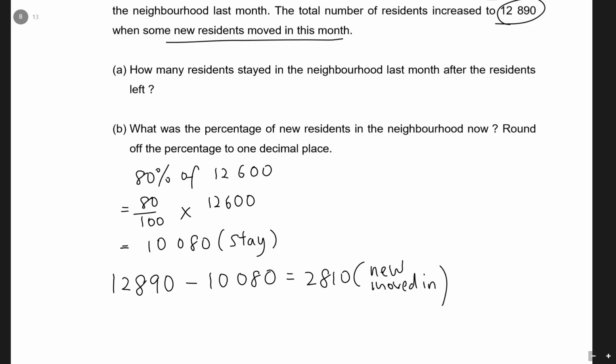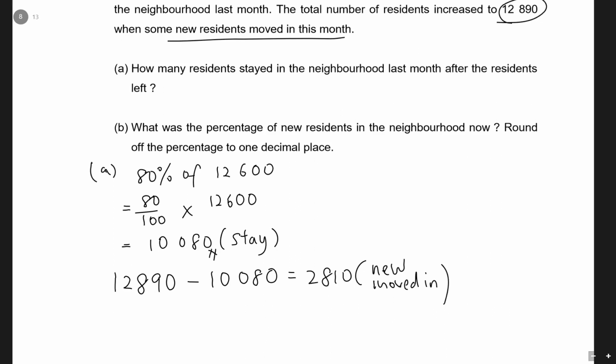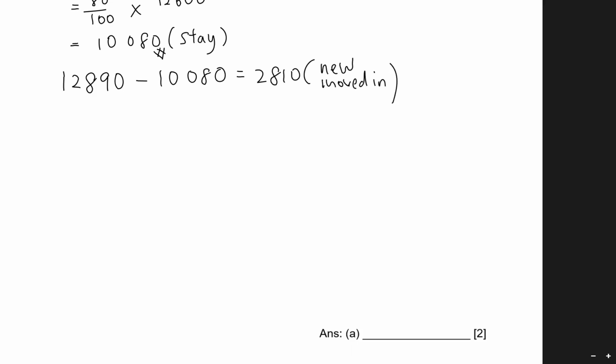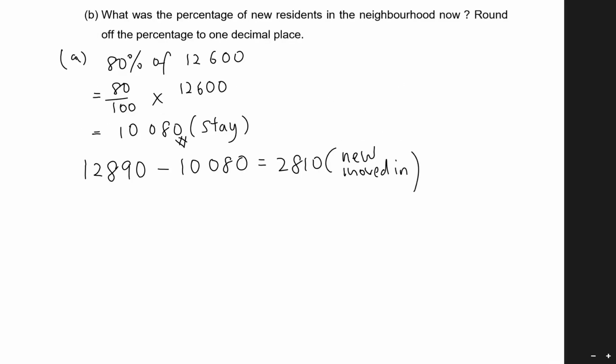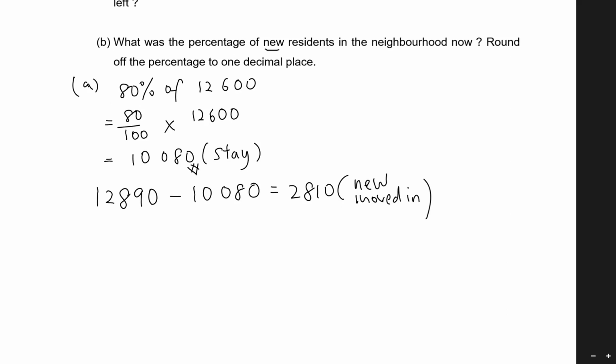Alright, how many residents stayed in the neighborhood last month? So I think we have already found out part A. This is 10,080. They are the 80% who still stayed on. Okay, now part B. What is the percentage of the new residents in the neighborhood now? Now percentage again is a fraction out of a fraction. The number on top that we are concerned with is the new people, and the number at the bottom is the total.